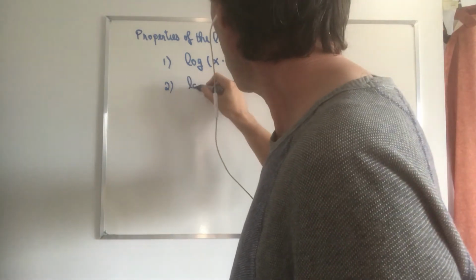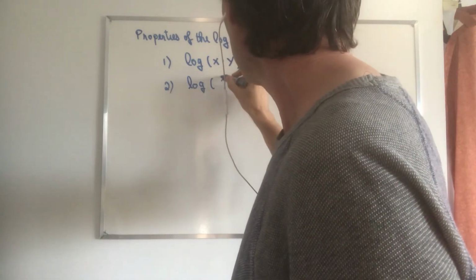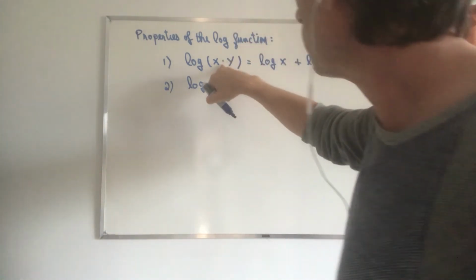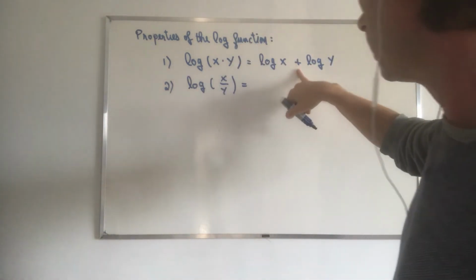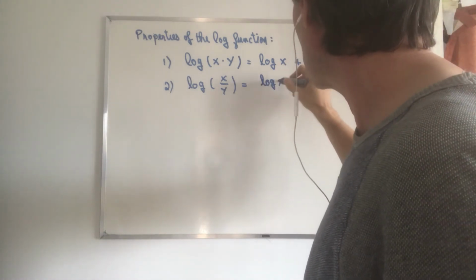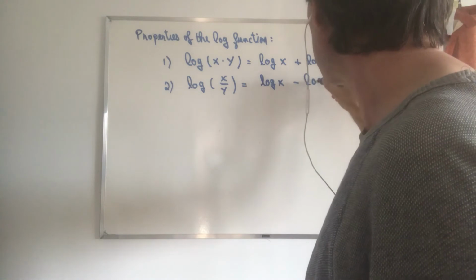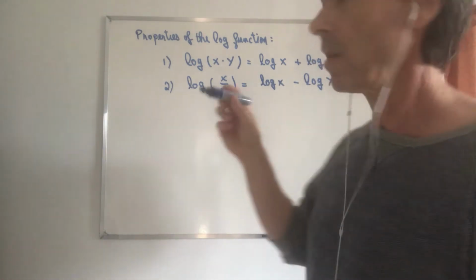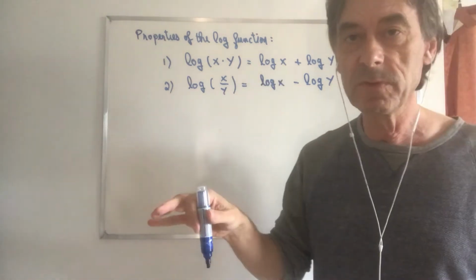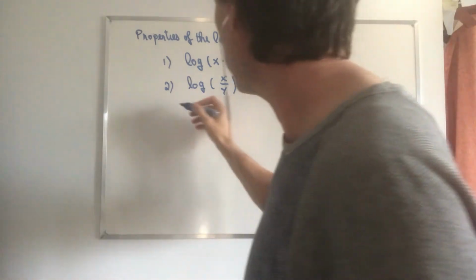Log of x over y, a division. Well, if the multiplication turns out to be the sum of logs, for a division it makes kind of sense, if you think of exponents, that it's going to be the difference of the logs. Remember that a log is just the inverse of an exponential. So all these rules can actually be proved using the laws of exponents that we know so well.